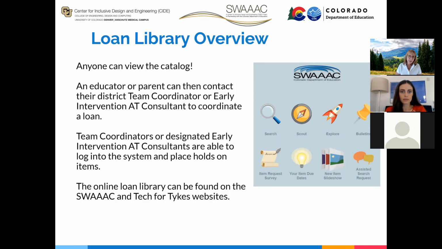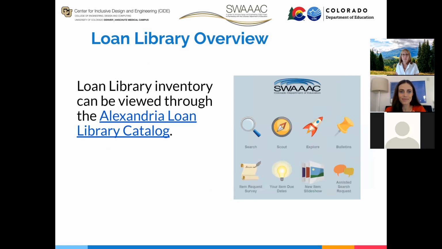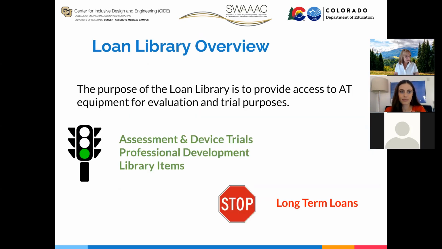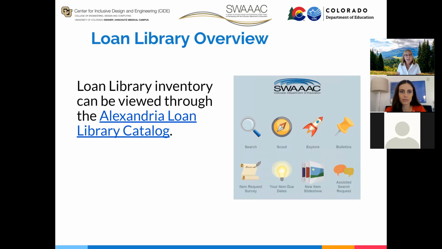The Loan Library online is easily accessible from the SWAAAC website as well as the Tech for Type website. And the SWAAAC website is super easy to remember: www.swaac.com, or .org works too. So SWAAC.com, SWAAC.org, so easy to remember. So again, the library, the complete inventory, can be viewed online.